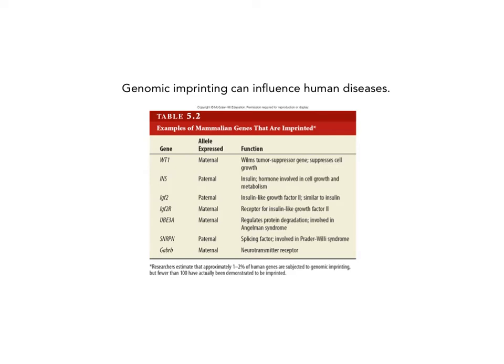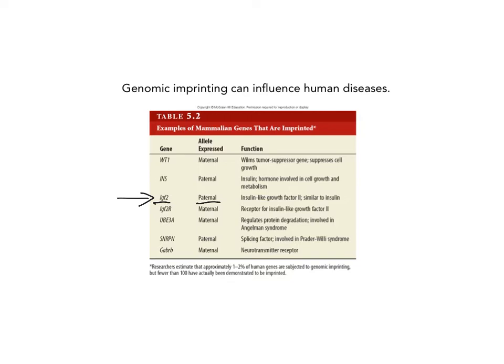So genomic imprinting can have a huge influence on human diseases. So here are some examples of some mammalian genes that are actually known to be imprinted. And at this time, the estimate is that approximately 1 to 2% of human genes are subjected to genomic imprinting. Previously, I talked about imprinting in mice involving the IGF2, or insulin-like growth factor 2 gene. That was a case where the paternal allele was actually expressed.